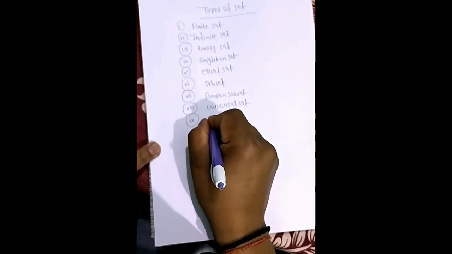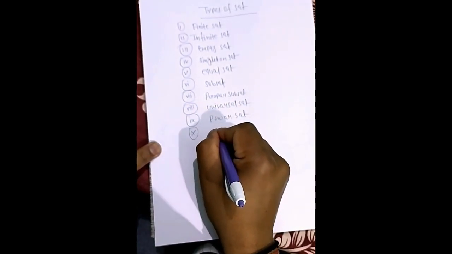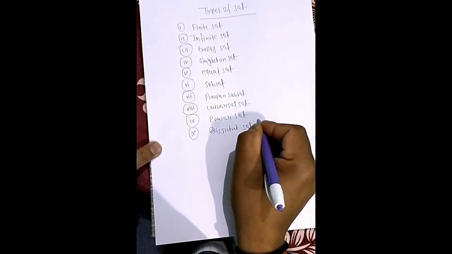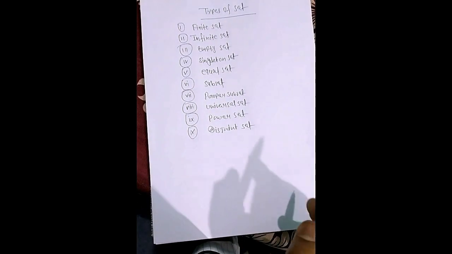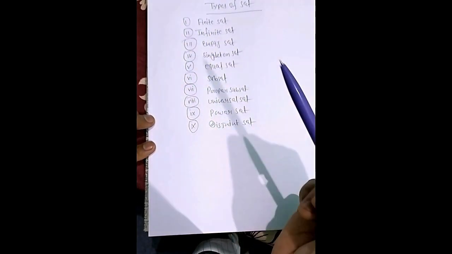9, power set. And 10, disjoint set. Students, there are many types of set. Some types of set here explained with example.